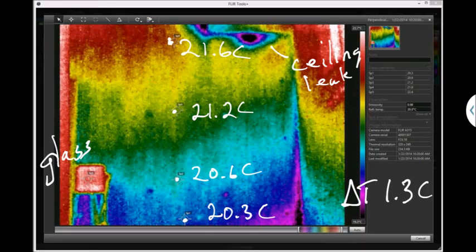Proper education of thermographic science, again, is important. The wall in this image is the same temperature. However, it projects differently. And as you can see, it shows the temperature from 20.3 to 21.6 degrees.